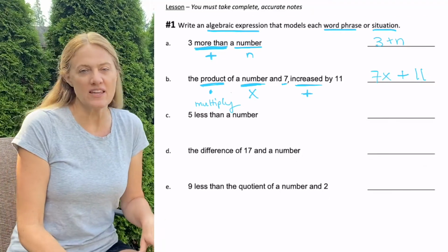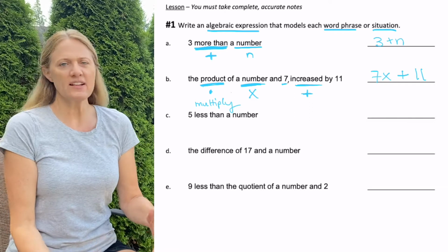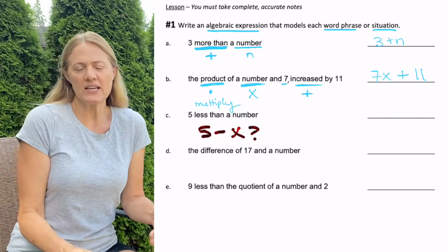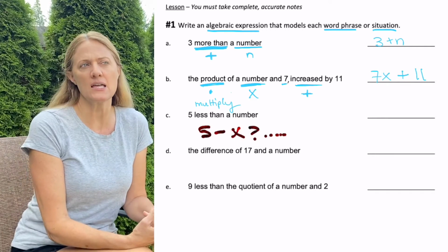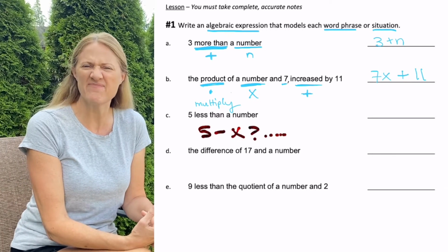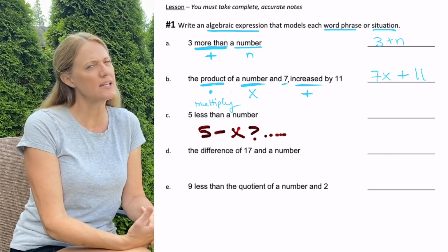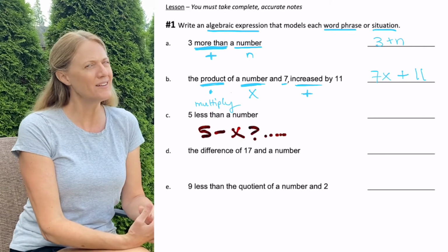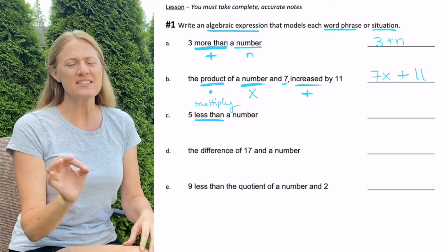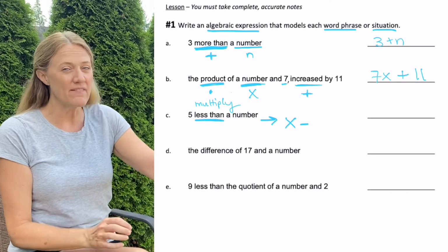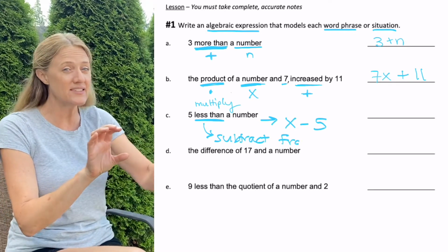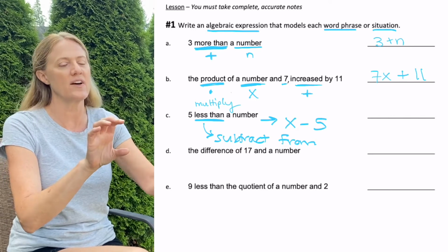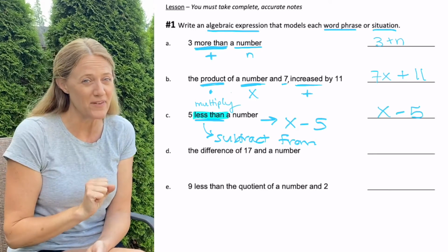Let's take a look at C. 5 less than a number. Oh, that seems easy. 5 minus x, no big deal. Oh, wait a second, let me check that out. So 5 less than 10 would be 5, but 5 minus 10 is negative 5. Oh, I didn't do that right then. So 5 less than a number actually has to be where the 5 is behind it. So x minus 5. Final answer, x minus 5.